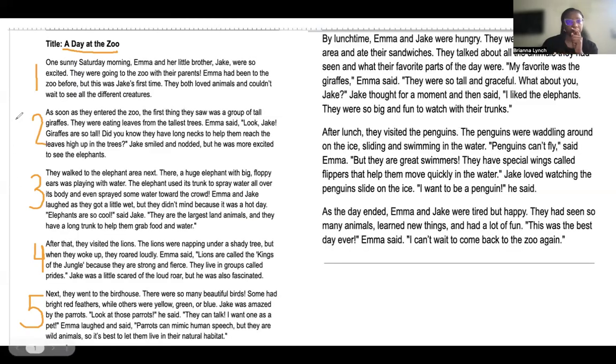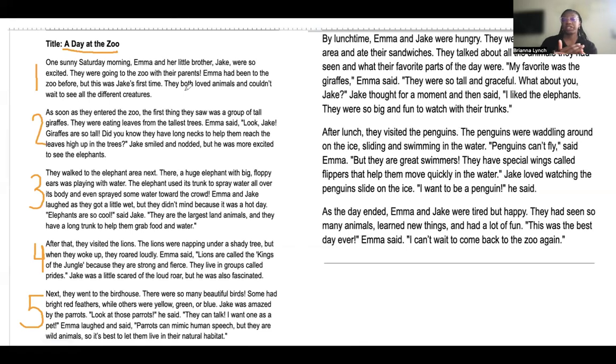So now this is when we want to take out our handy dandy highlighters. All right, now it's time to highlight. So much fun. All right, so one sunny Saturday morning. Also, before we get started, we have to remember where we read this, right? So if they're telling us who is going to the zoo, remember we have a beginning, middle, and ending to a story.